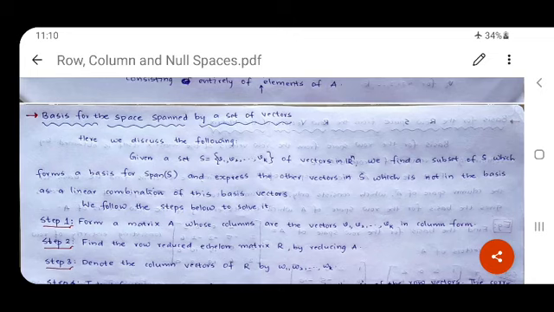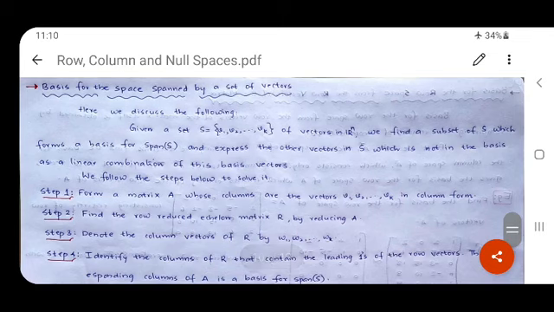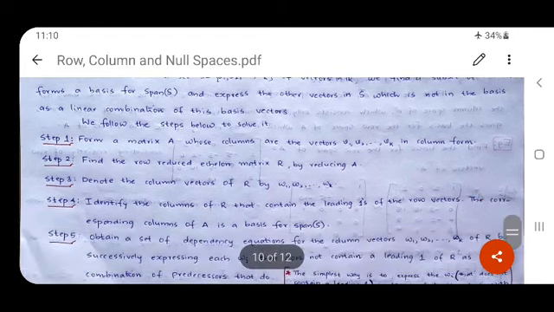Suppose we are given a set v1, v2, ..., vk of vectors in Rn. So we have a set of k vectors from Rn. We have to find a set of vectors from S itself which is a basis for the span of S, and also express the other vectors in S which are not in the basis as a linear combination of the basis vectors. So we follow the 6-step procedure given below.